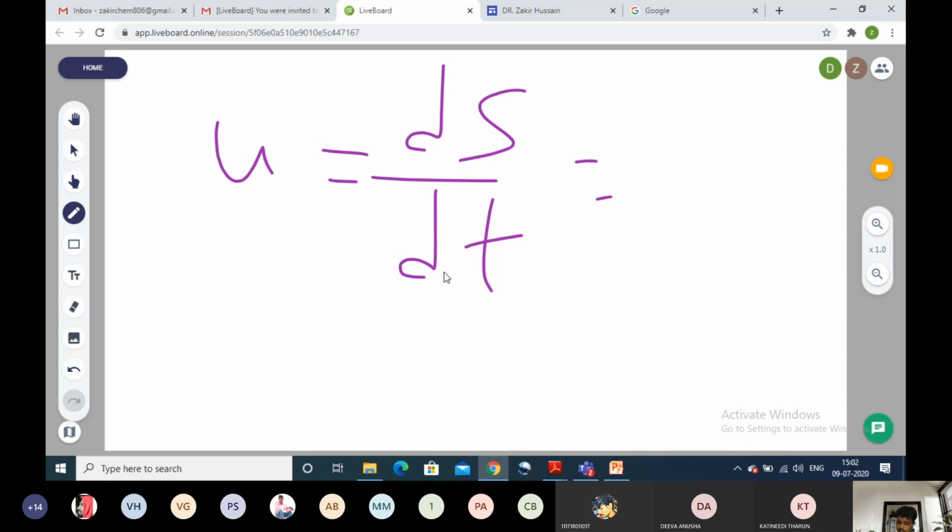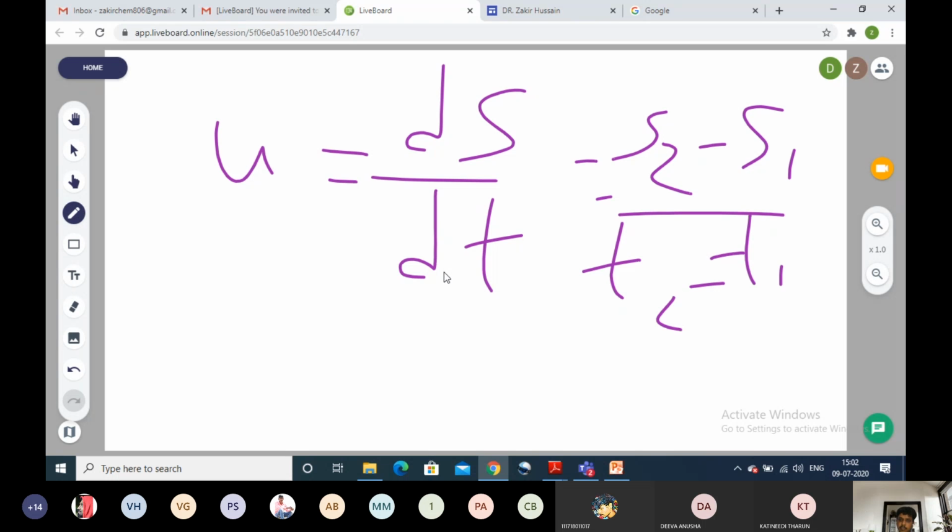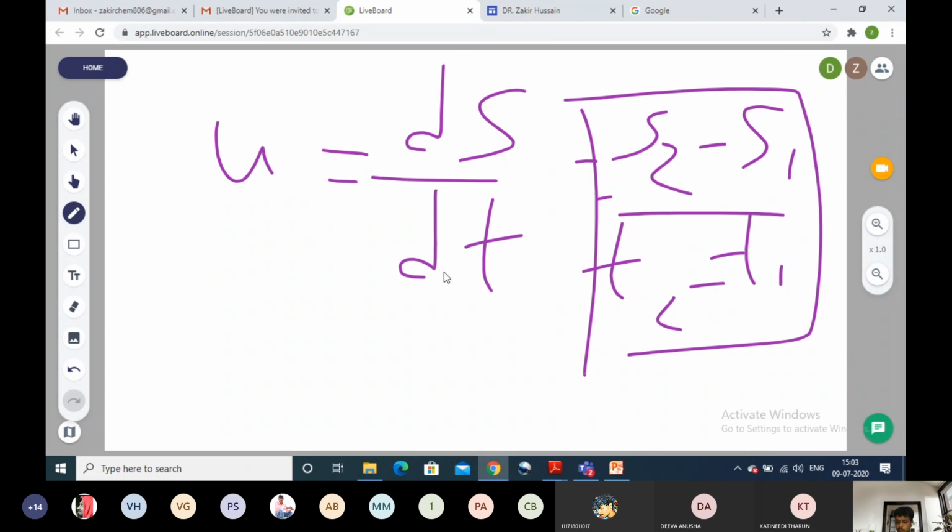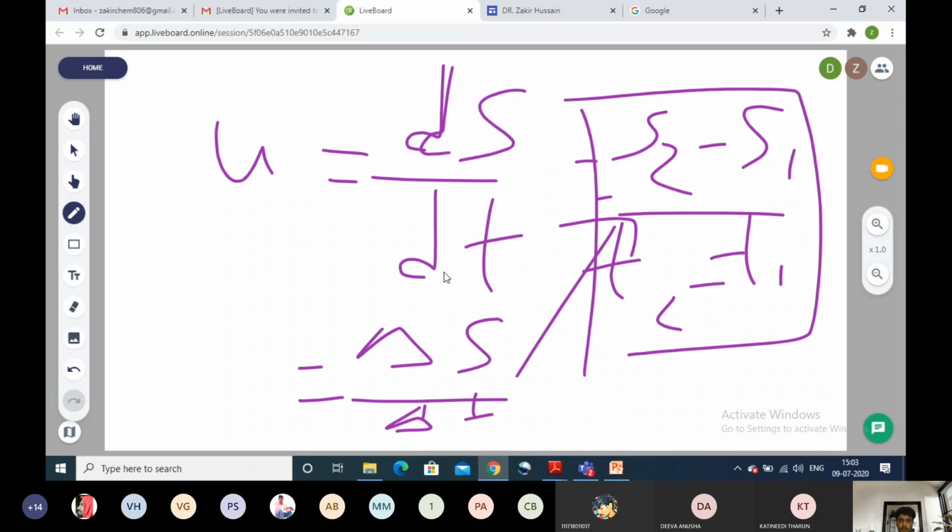For example, if this is a discrete variable, then s2 minus s1 divided by t2 minus t1. If he is at constant speed, then we can write this formula. Otherwise, we have to differentiate it. If at each point of time he is changing his speed, we have to differentiate. Otherwise, if his speed is constant, we can write delta s by delta t, which is nothing but this formula.